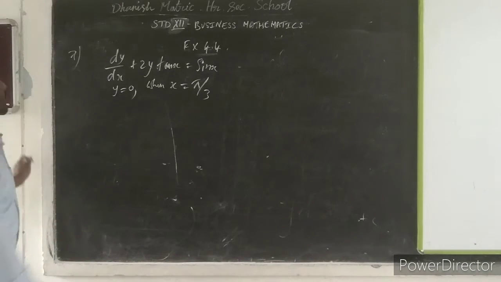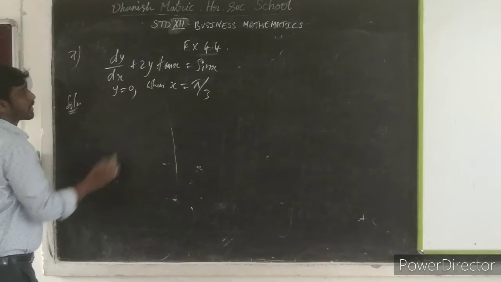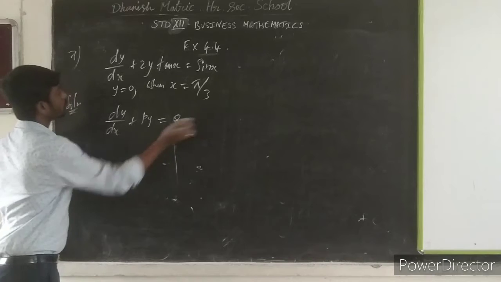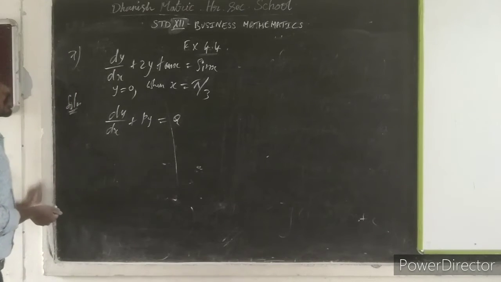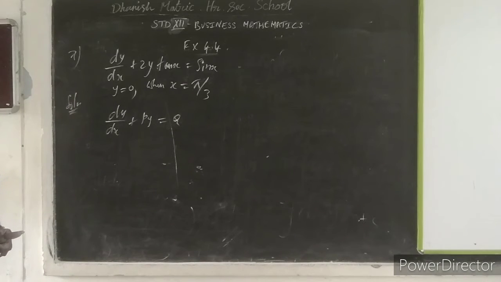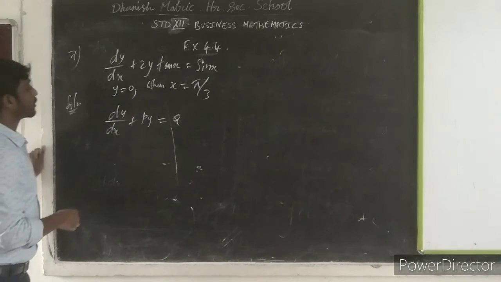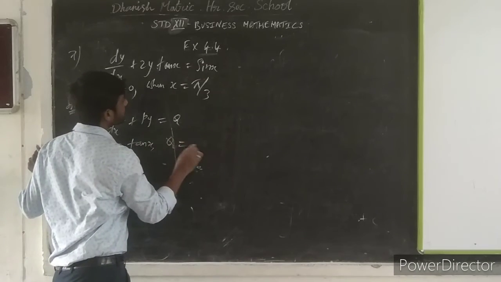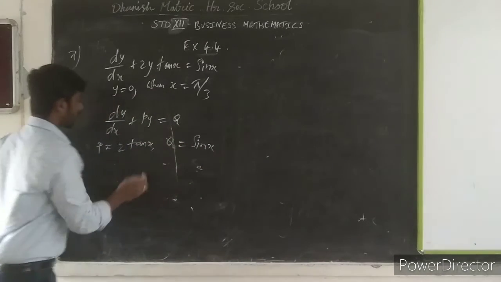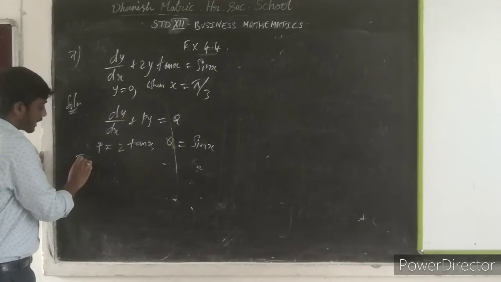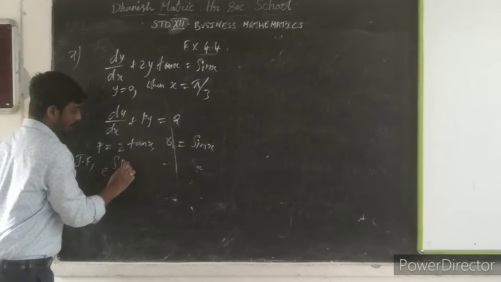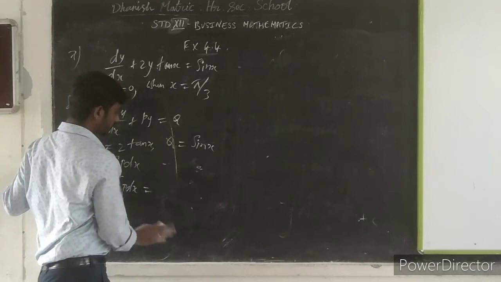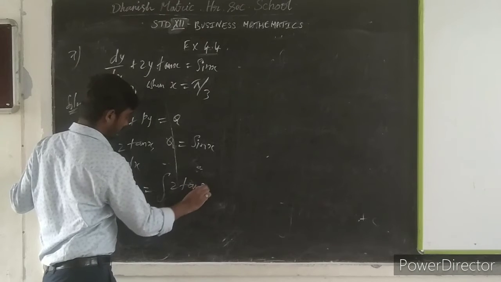Now we are going to compare this with the general form dy/dx + Py = Q. So find out the coefficient of y, that is P equal to 2 tan x, and Q is sin x. I am going to find the integrating factor, e to the power of integral of P dx. Integral of P dx equals integral of 2 tan x dx.